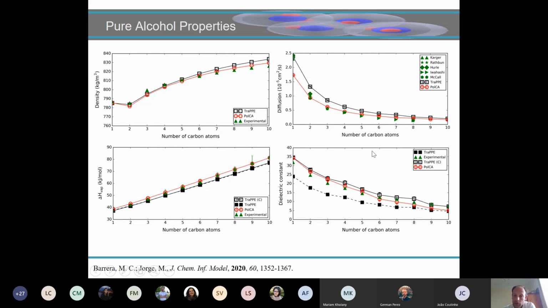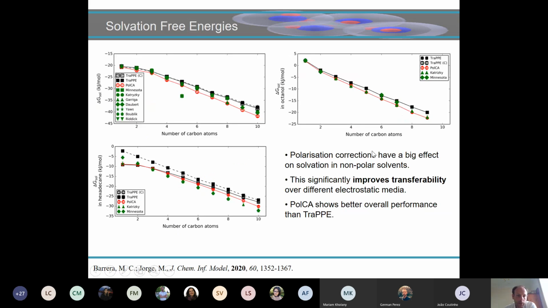The solvation free energies are perhaps even more interesting. So now we have the self-solvation free energy in this corner, which means the energy of solvating a molecule in itself. Okay. And again, like the enthalpy of vaporization, we have polar molecules in polar solvents. The corrections are very small. And so trap and trap corrected give you the same predictions. And both trap and our model give you good predictions of self-solvation, which is expected.